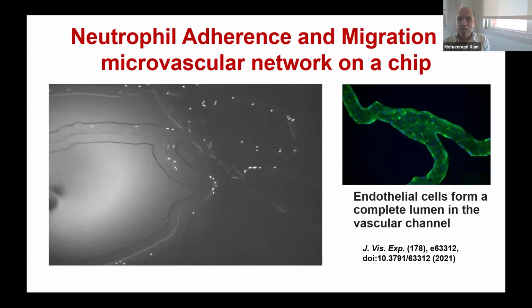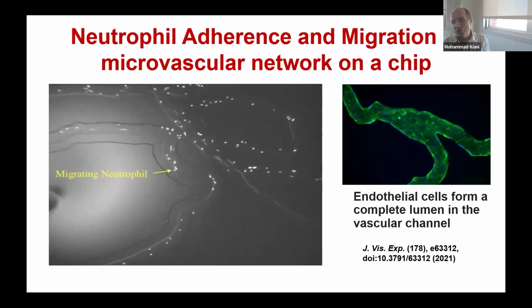And then, some of the neutrophils are already adhering. Some of them are starting to migrate. Of course, the migration takes much longer, but you can see that they are starting to get into the tissue compartment. And so this gives us a very realistic view of what happens in vivo. We have compared this to the in vivo system, and the comparison is very good. The correlation is very good between the two systems.